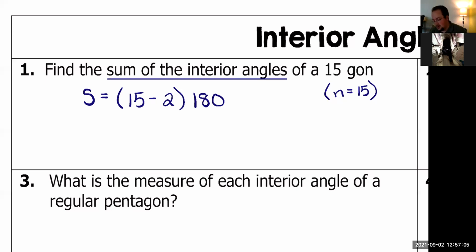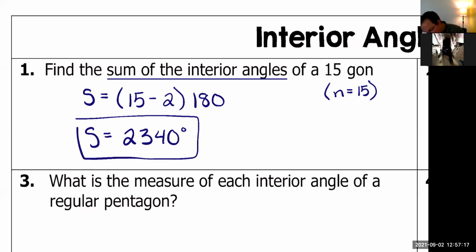Well, 15 minus 2 is 13. 13 times 180 gives me a total of 2,340. 2,340 degrees is the grand total of all the angles in a 15-sided shape.